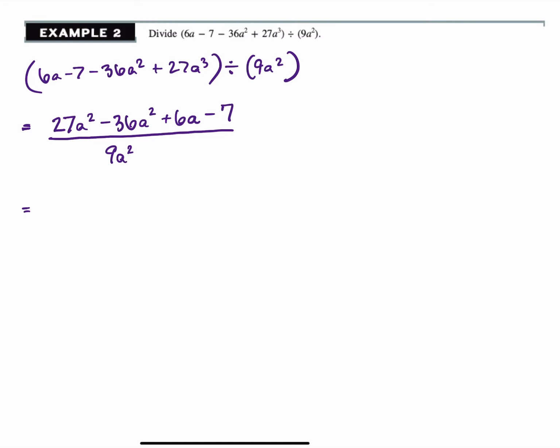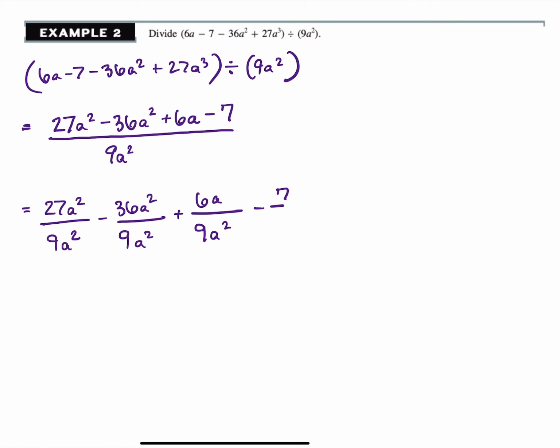So let's split this up. It's being divided by a monomial, just a single term. So that means we can write this as 27a squared over 9a squared minus 36a squared over 9a squared plus 6a over 9a squared minus 7 over 9a squared.